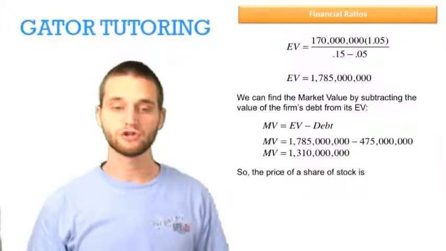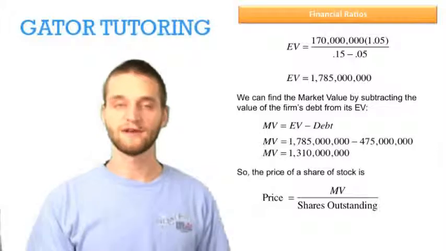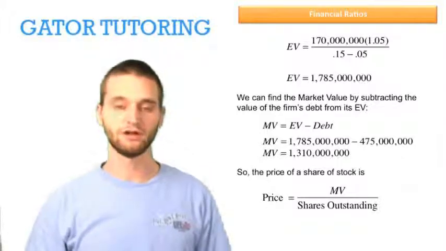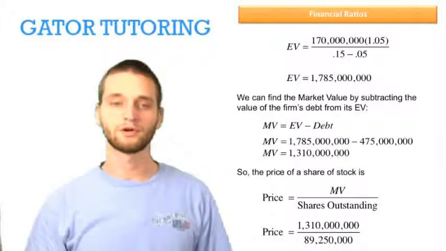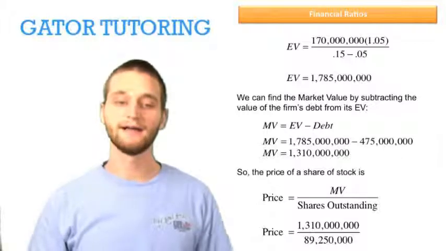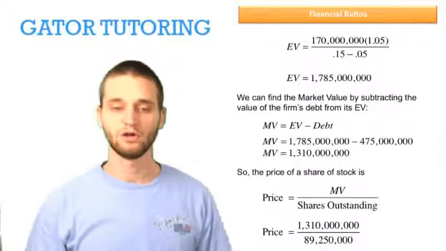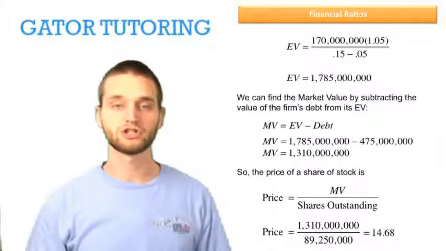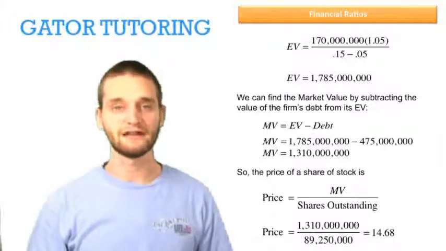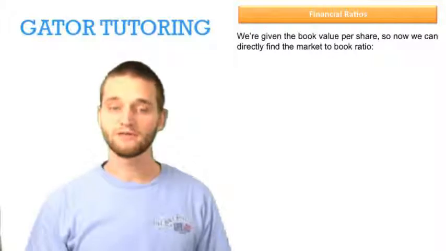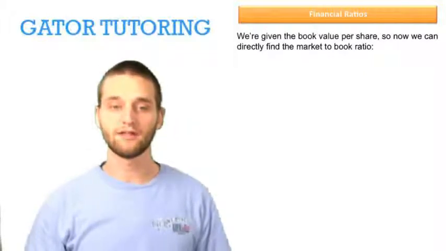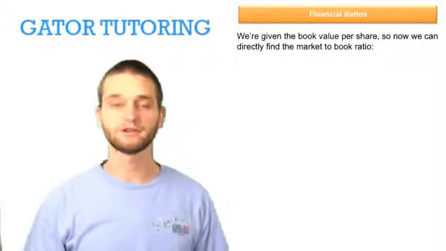So the price of a share of stock is the market value divided by the shares outstanding, or the $1.31 billion divided by 89,250,000 shares. That's given in the question. We divide those two and we get a price per share of $14.68. So we're given the book value per share, and now we can directly find the market to book ratio. We have all the information we need.